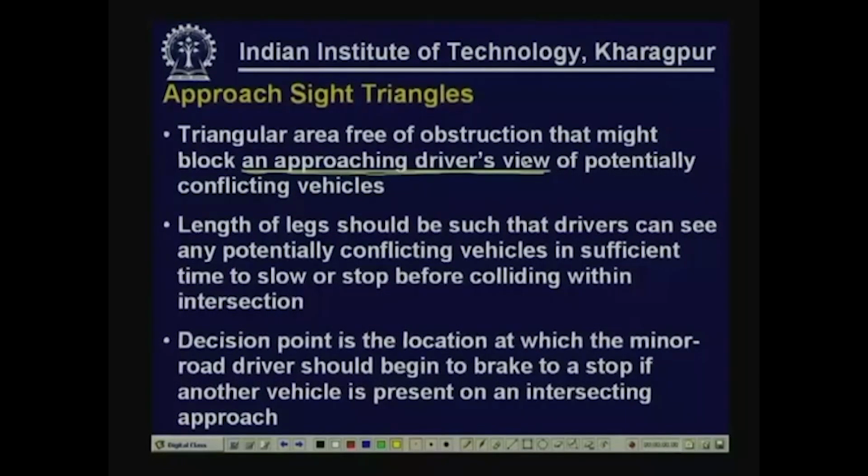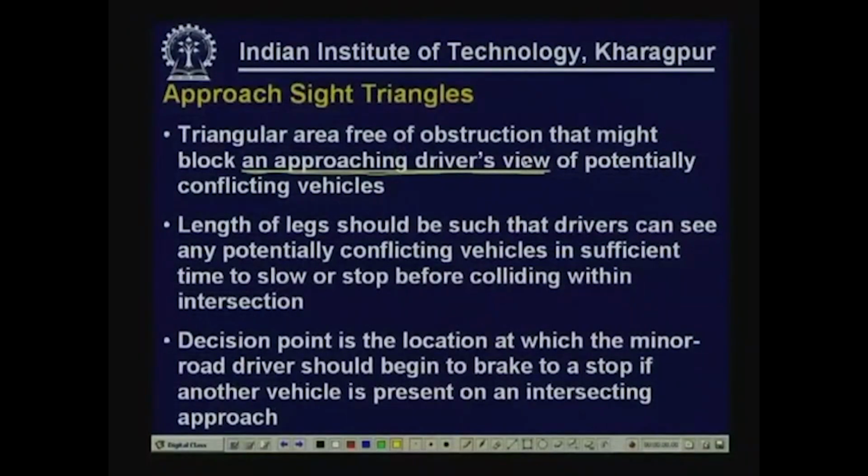That means, when a vehicle is approaching, it is not a stopped vehicle, it is a vehicle in motion. If it finds another conflicting vehicle, then either it should be able to slow down or it should be able to stop. So, the required sight distance, or triangular area free from obstruction, should be adequate enough either to change the speed or to stop before colliding with another vehicle within the intersection area.